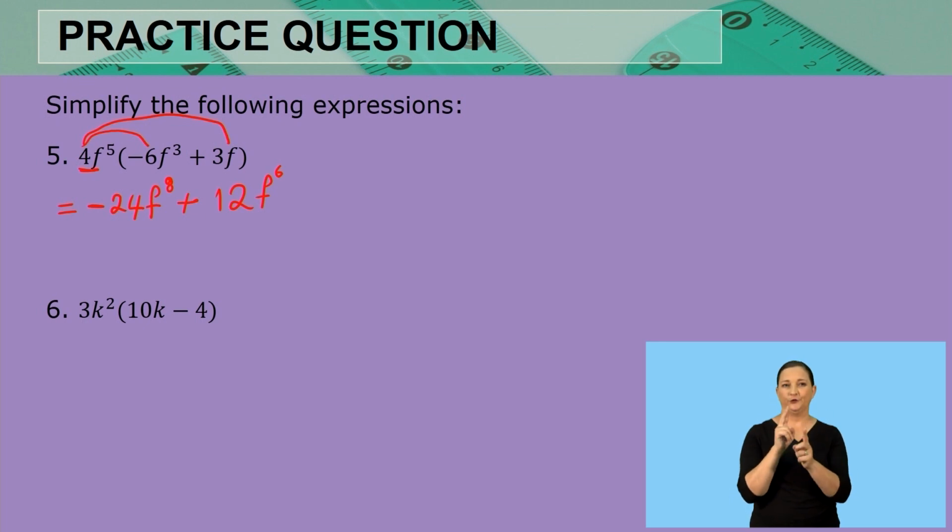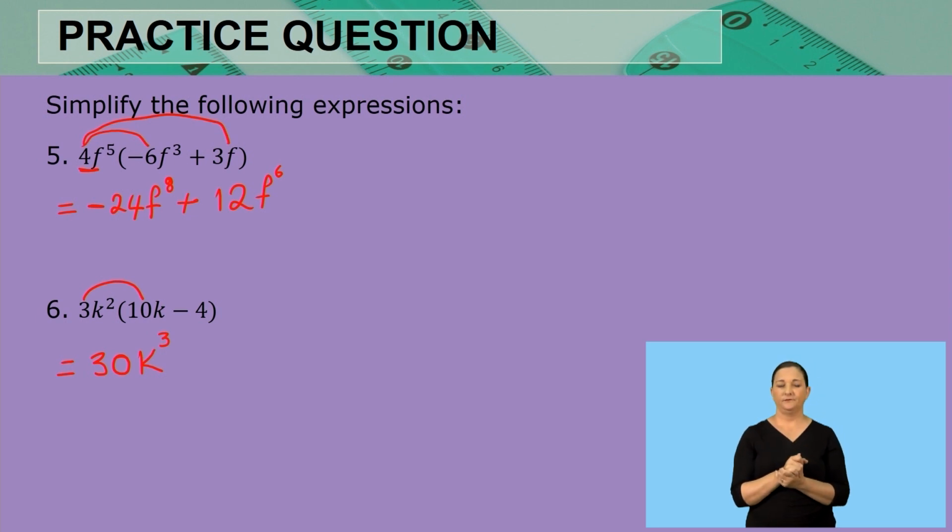Let's move on to number 6. So we have there 3k squared, and in my brackets I have 10k minus 4. So we are still going to use our distributive property. So that is going to be 3 multiplied by 10, that is 30. And then we have k squared multiplied by k, that is going to be your k cubed. Why? Because the same base, we add the exponents.